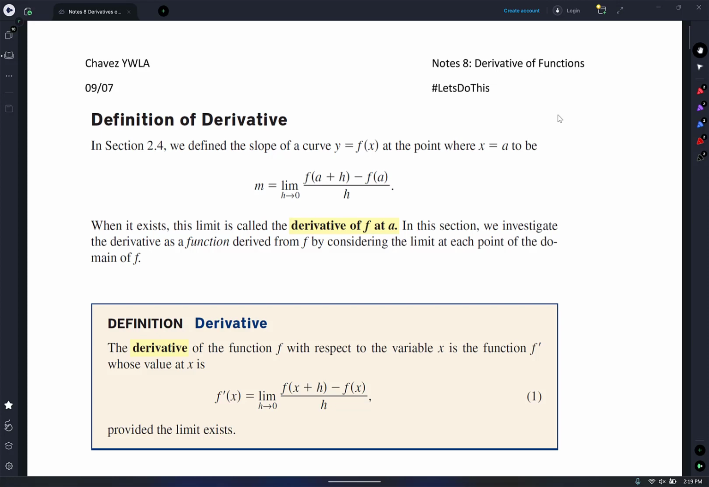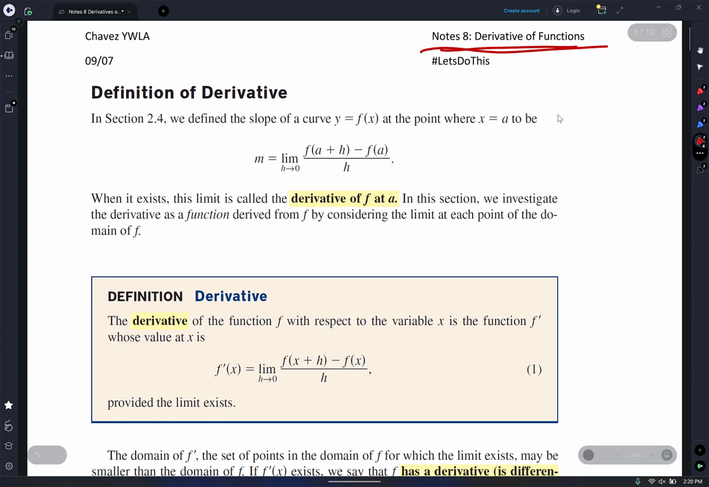Minutes worth of this. This is notes 8, derivative of functions. We're finally going to see the word derivative. All right, we're going to go slow. So it says in section 2.4, well, we're not using a textbook, so you don't know what section we're in.